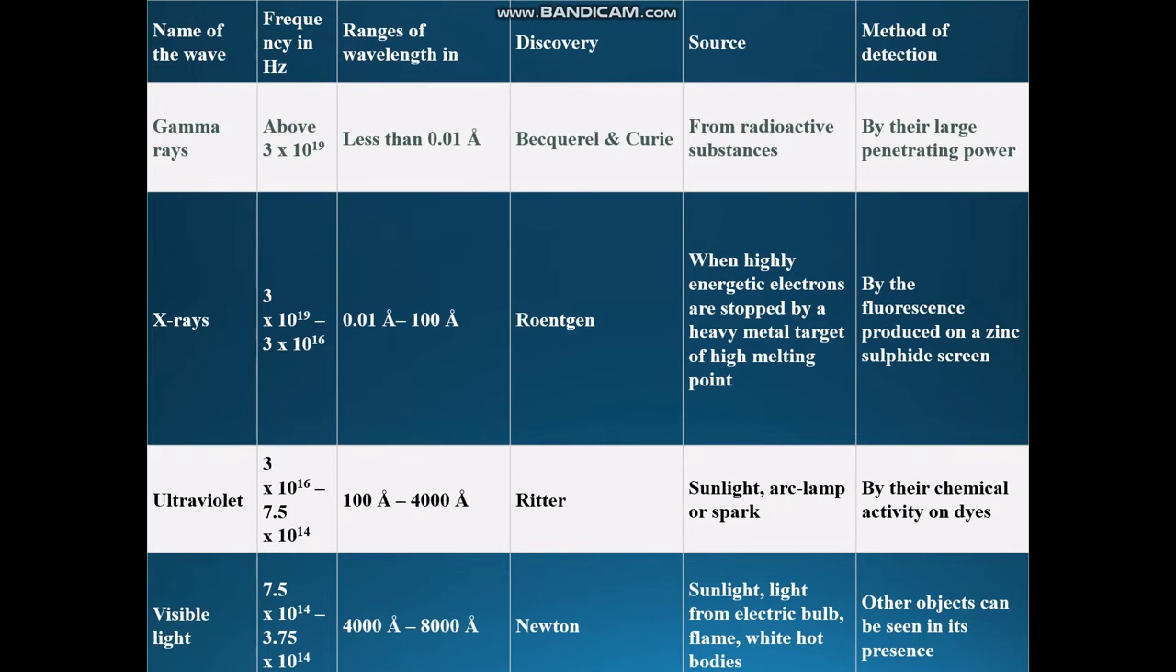The table has six vertical columns, with the name of the wave in the first column. In the second, there's frequency in hertz. Then you have wavelength. Then discovered by whom, their source and method of detection.